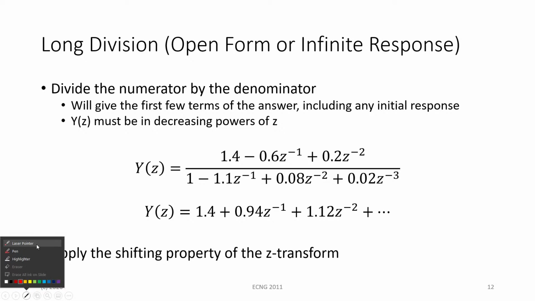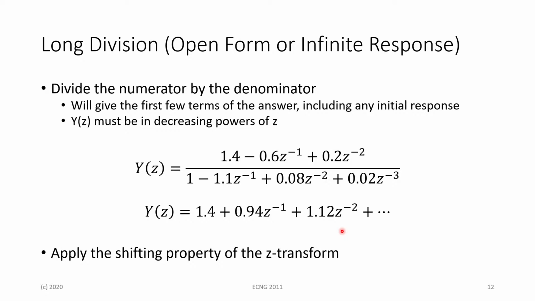So when a question like this comes for long division, being that they ask you to find the open form or infinite response of a z equation, you're going to have to do those long division steps. Basically the question will tell you to get your answer up to the z to the minus 2 factor or the z to the minus 3 factor, so you'll know where to stop your long division.